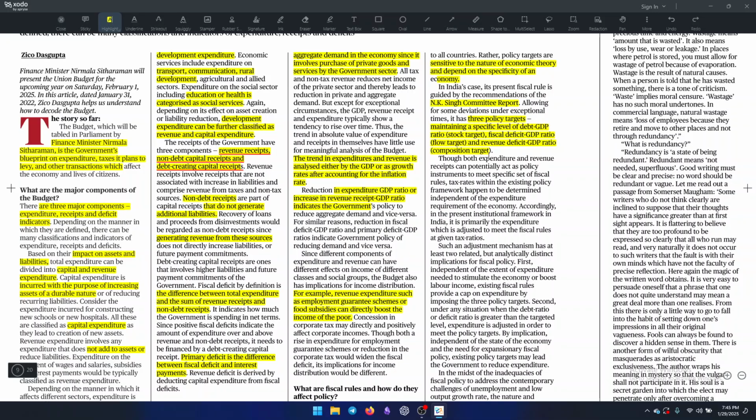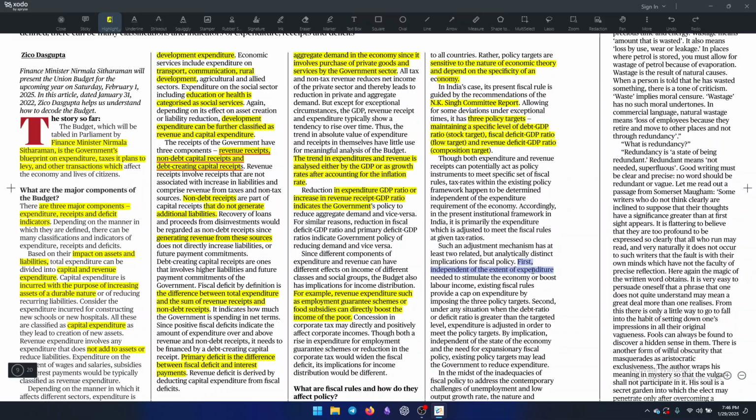Tax rates used within the existing policy framework happen to be determined independent of the expenditure requirement of the economy. Accordingly, in the present institutional framework in India, it is primarily the expenditure which is adjusted to meet the fiscal rules at given tax ratios. Such an adjustment mechanism has two related but analytically different implications for fiscal policy.